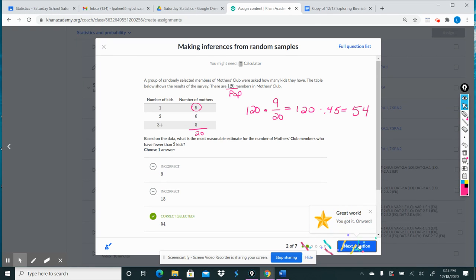There you go. So there's a little bit of information on how to make inferences from random samples.